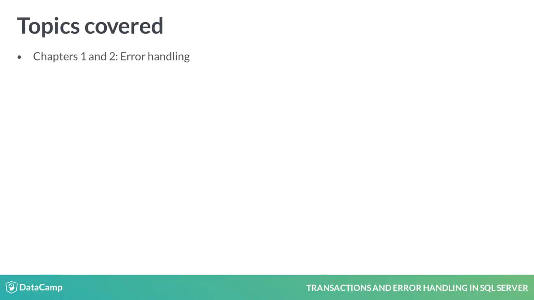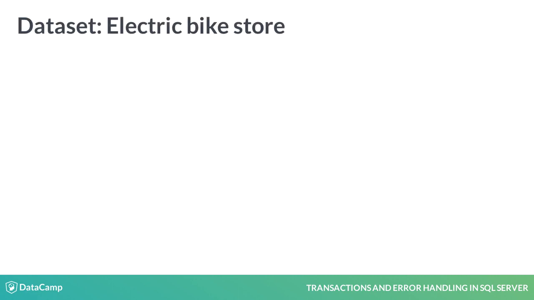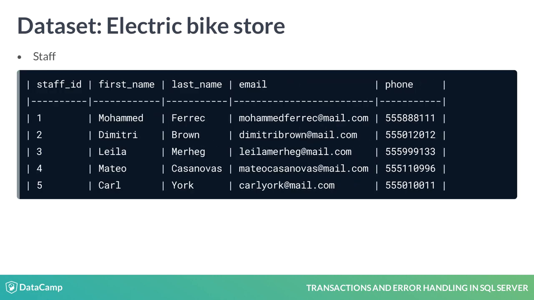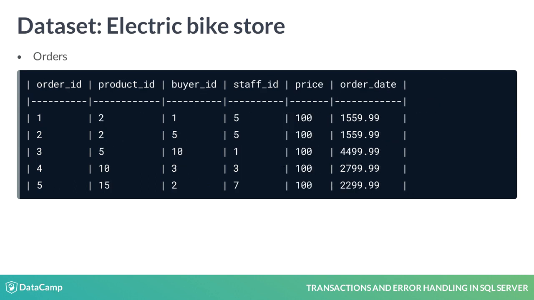In this course, you will study how to handle errors in SQL Server, which will be covered in chapters 1 and 2. In chapter 3, you will learn what transactions are and how to work with them. In the last chapter, chapter 4, you will understand what concurrency is and how it can affect transactions. We will practice the concepts related to error handling with a dataset based on an electric bike store. It contains information about products, buyers, staff, and orders.